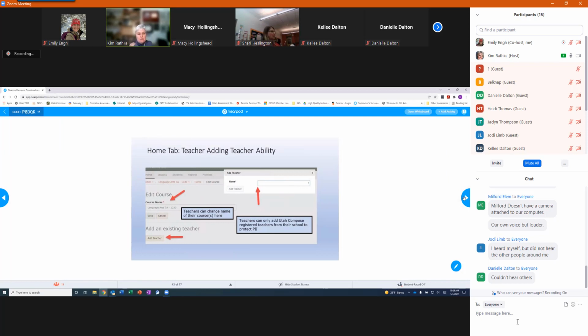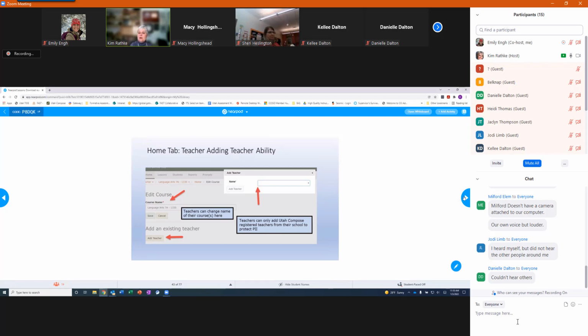You can add another teacher. Some elementary schools have kind of gone to a middle school model where one teacher is the writing teacher and another teacher teaches all the science. If they have a Utah Compose registered account, you can go in and add that teacher, and then they can see your reports, you can see their reports, and the students can work on it.